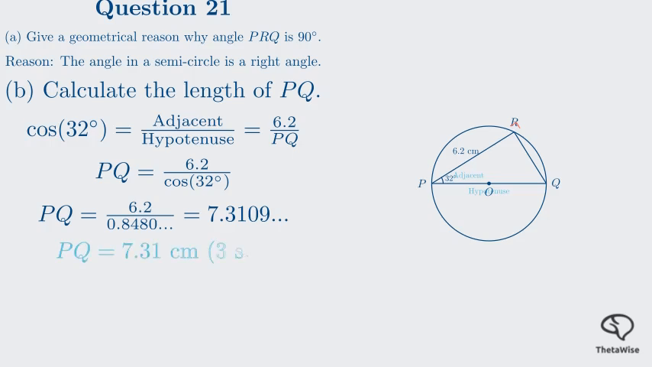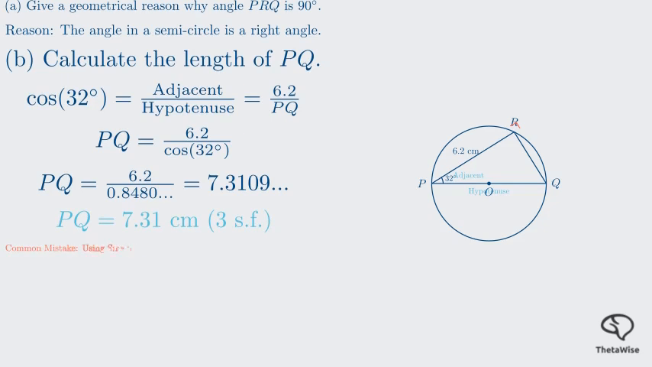To 3 significant figures, the length of PQ is 7.31 centimeters. A common mistake is using sine instead of cosine. Always label your triangle sides relative to the given angle before picking a ratio.